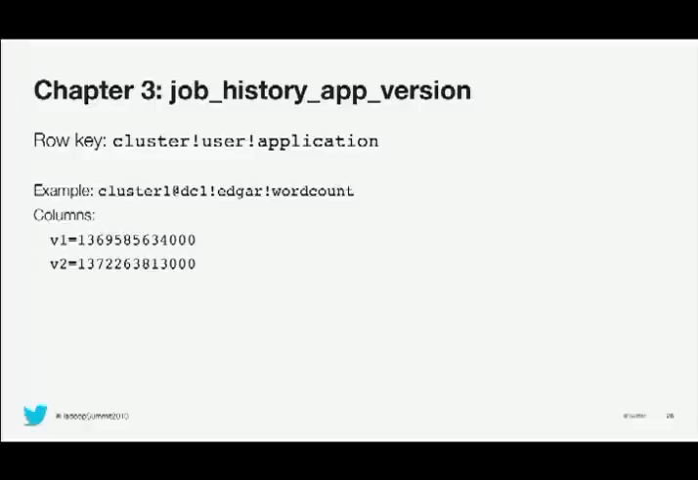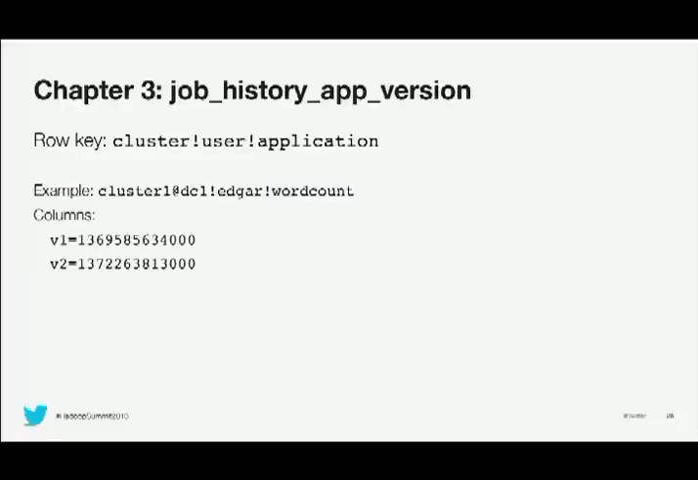Finally, we have the app version table, and this is keyed on the unique identifier for the application, a combination of cluster, user, and application ID. And this stores all the distinct versions that we've seen for a given application. The column qualifiers are the actual version identifiers, and what's stored as value is the earliest observed timestamp for that version. So by pulling that data and then sorting by those timestamps, we can see the version evolution as jobs were run on the cluster.